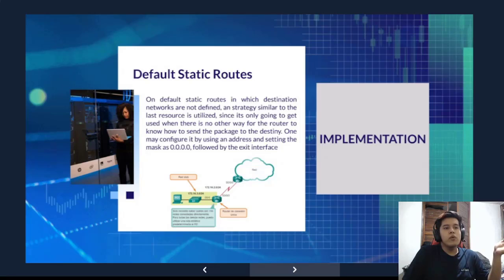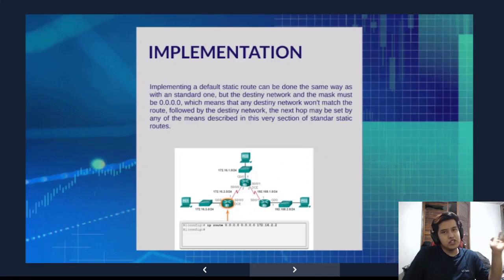Well, now we're gonna talk a little bit about implementation. Implementing a default static route can be done the same way as with a standard one, but the destination network and the mask must be 0.0.0.0, which means that any destination network will match the route, followed by the next hop or exit interface.